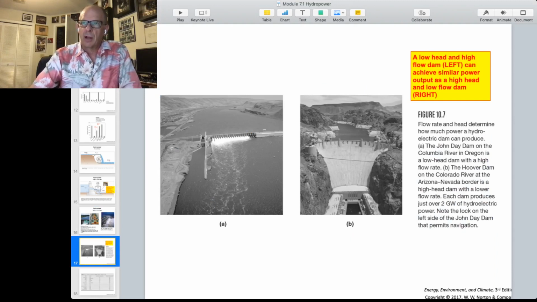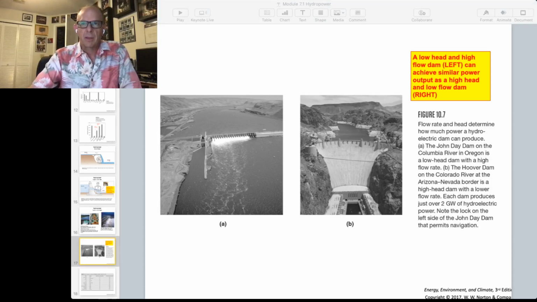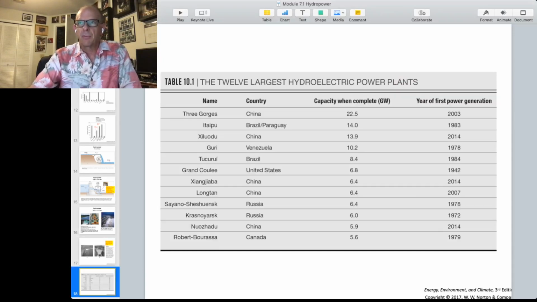And the next slide from your book shows another sort of comparison. The Hoover Dam on the Colorado River is not a huge flow of water, but it's a fairly large value of H. The example on the left, there's not a very large value of H, but there's a large flow of water through there. And finally, you have an example of some of the largest hydroelectric power plants in the world.